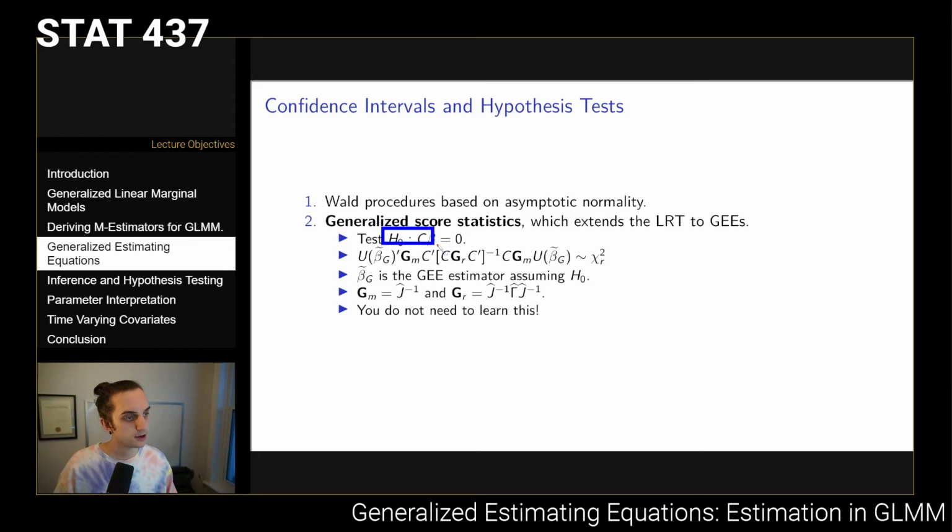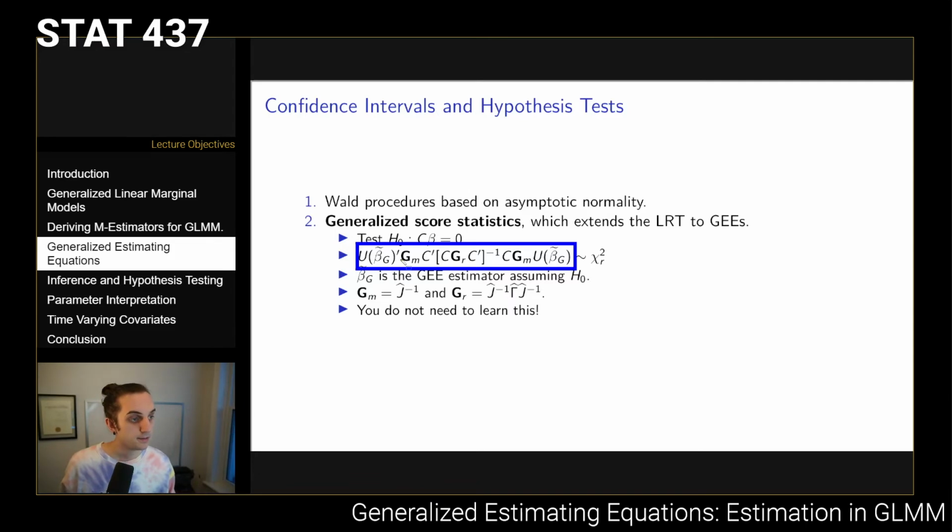And the general procedure is no more difficult than everything else we've been doing. So we're thinking about a standard multilinear hypothesis here. So we have some matrix C, beta equals 0. And the idea is that we can compute this statistic here. This statistic has a form that's rather unwieldy. I wouldn't advise memorizing it or anything, but you're essentially taking the estimating equation, you're plugging in an estimated value of beta, where the idea is you estimate this value using GEE when you assume that the null hypothesis is true. So that's this beta tilde G.